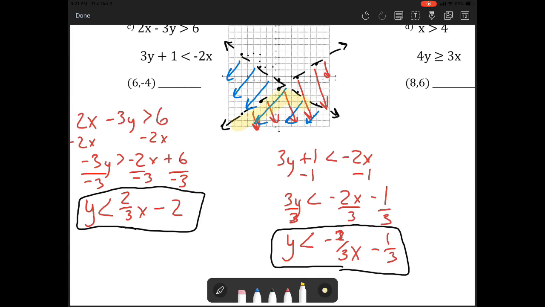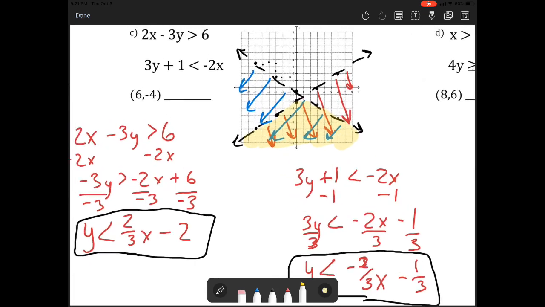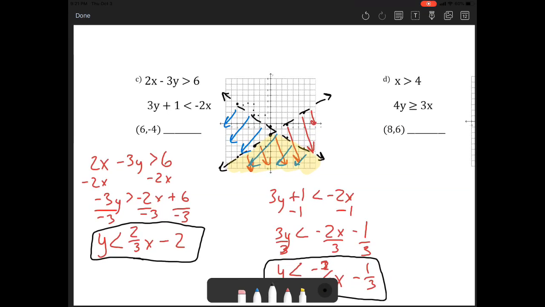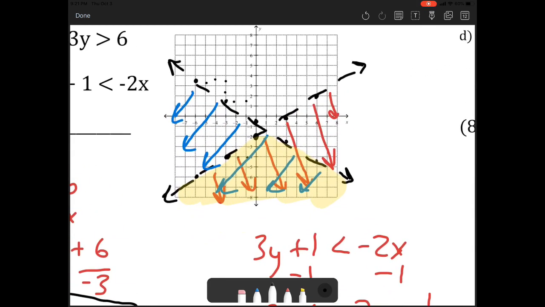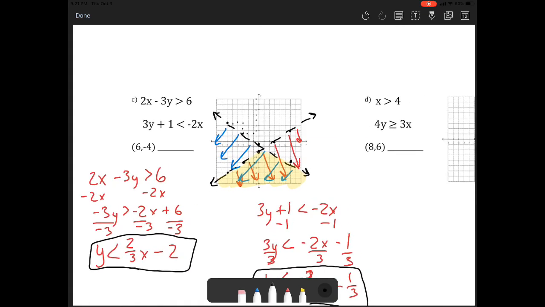So where my blue and yellow cross, that is where the intersection is, all of this yellow part. So now my question is, does (6, -4) fall into this? Let's look. I'm going to zoom in a little bit for y'all. So 6 over here, 1, 2, 3, 4. That hits right here. And it's super close to our line, but it's not included.